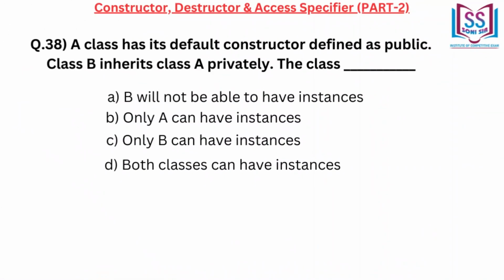A class has its default constructor defined as public. Class B inherits class A privately. The class dash. A, B will not be able to have instances. B, only A can have instances. C, only B can have instances. D, both classes can have instances. Correct answer D, both classes can have instances.